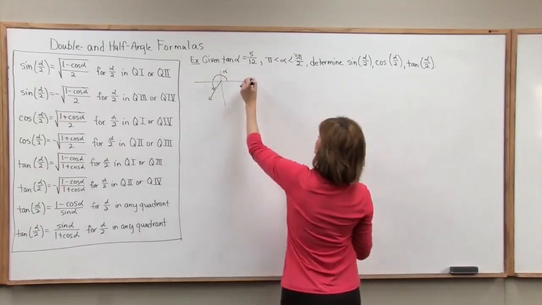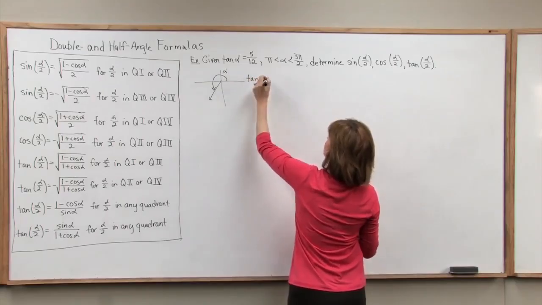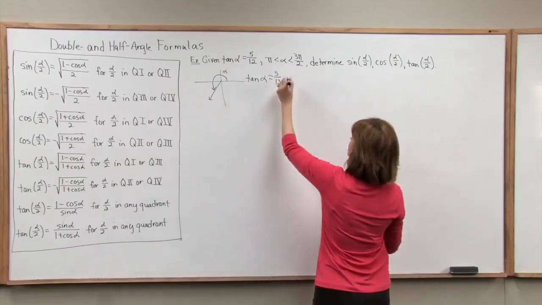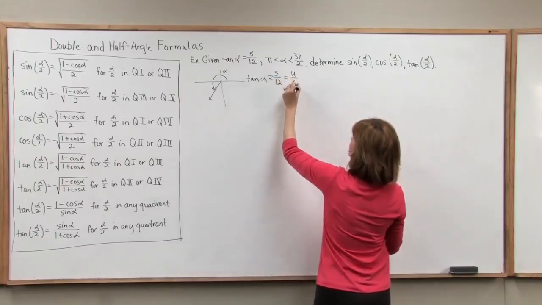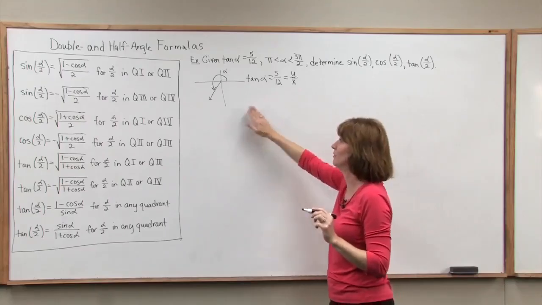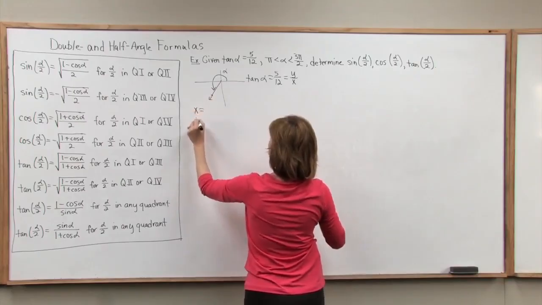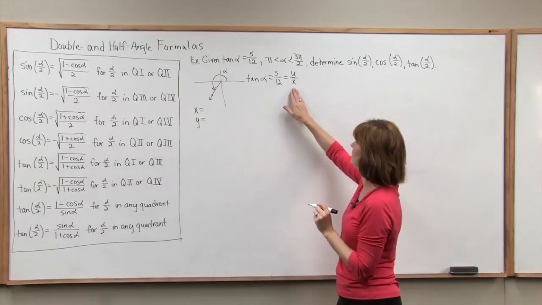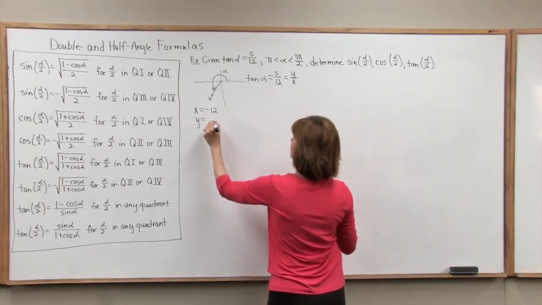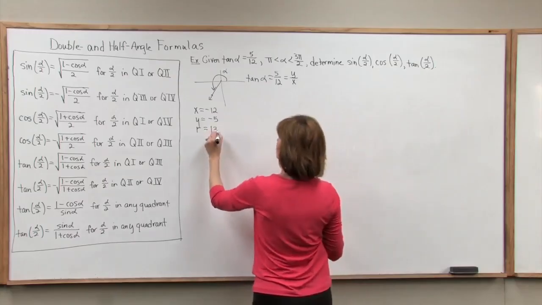Okay. We know the tangent of alpha is 5 over 12. And remember, tangent is defined to be y over x. You might be tempted to think both x and y are positive, but they're not. Remember, you're in quad 3, and in quad 3, x and y are both negative. So that means that x is negative 12, and y is negative 5. We use the Pythagorean theorem. We get r to be 13.